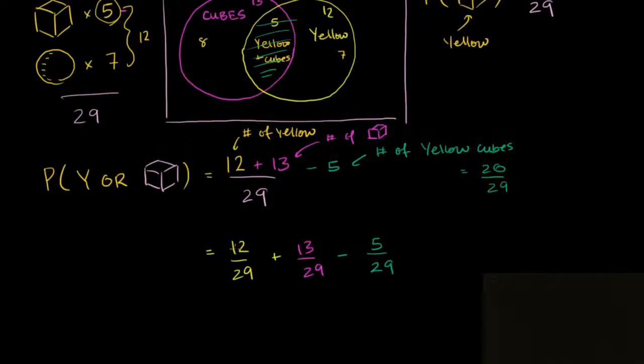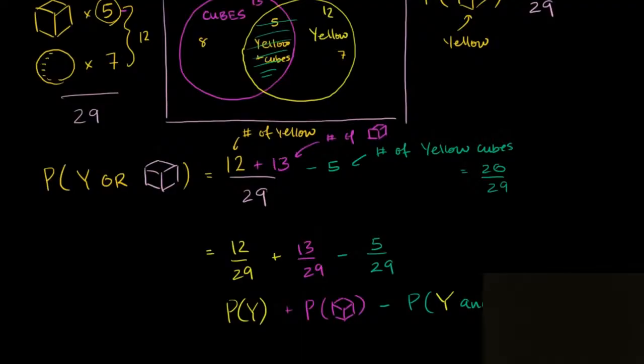And this was the number of yellow over the total possibilities. So this right over here was the probability of getting a yellow. This right over here was the number of cubes over the total possibilities. So this is plus the probability of getting a cube. And this right over here was the number of yellow cubes over the total possibilities. So this right over here was minus the probability of yellow and a cube. I'm going to write that way. Minus the probability of yellow and getting a cube.